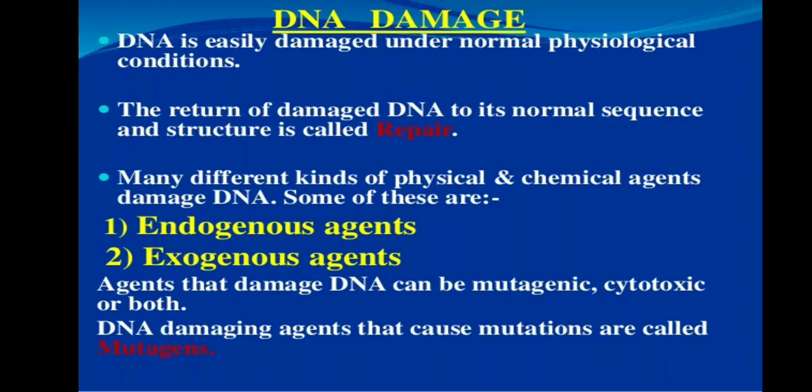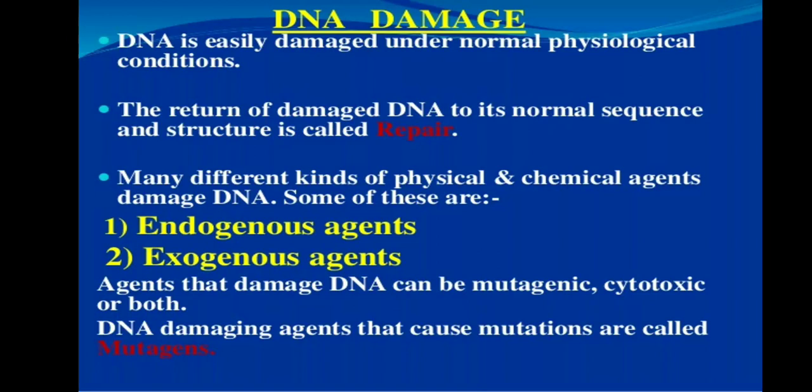First we'll see what is meant by DNA damage. DNA can be easily damaged under normal physiological conditions, and we'll see the different physiological conditions responsible for DNA damage. The return of the damaged DNA to its normal sequence and structure is called repair. So in living cells, we have repair mechanisms to convert the damaged DNA into the normal DNA sequences.